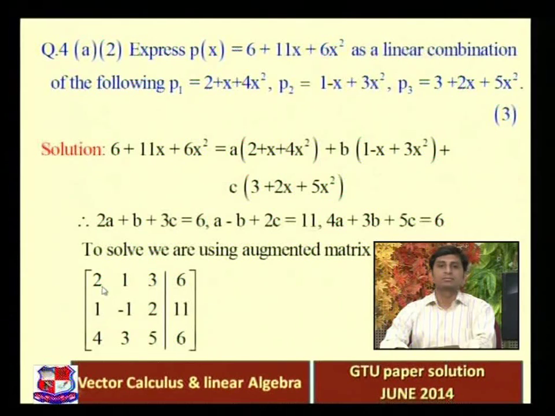The first row is 2, 1, 3, 6. That is exactly the coefficients of a, b and c from the first equation. The second row is exactly the coefficients of a, b and c from the second equation: 1, minus 1, 2, 11. And the third row is coming from the third equation: 4, 3, 5, and this is 6.